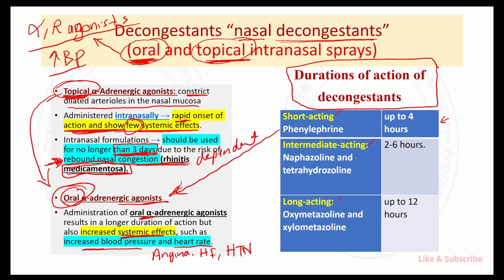Intermediate acting, naphazoline and tetrahydrozoline, 2 to 6 hours. Which one long acting? Oxymetazoline and xylometazoline, up to 12 hours. So as you can see here, we need to remember this category regarding decongestants. We have short acting phenylephrine, intermediate naphazoline, long acting oxymetazoline.